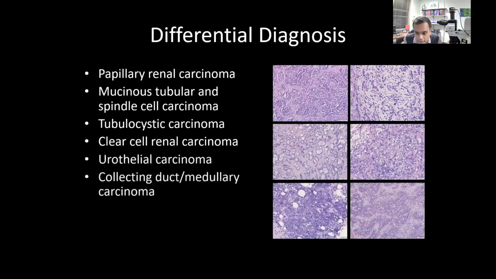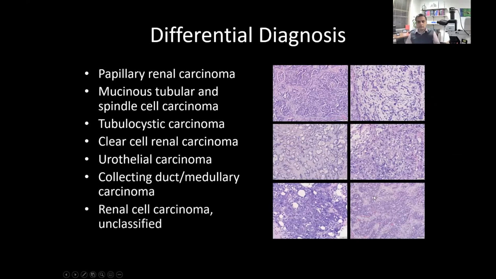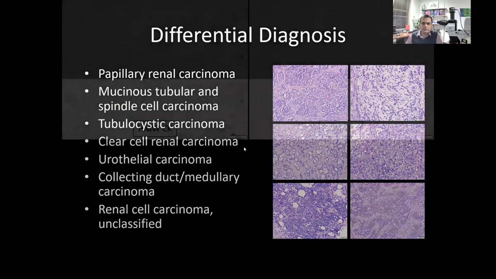And then finally, we saw the tumor abutting against the pelvicalyceal urothelium. So high-grade urothelial carcinomas can also take on this appearance. And once we have high-grade urothelial carcinomas, we should also include collecting duct and medullary carcinomas that may have this high-grade infiltrating glandular appearance with desmoplastic stroma. Finally, there is always this category called renal cell carcinoma, unclassified. So at this point, these are our differential diagnosis. And obviously, in a case like this, immunohistochemistry will help narrow down our differential.